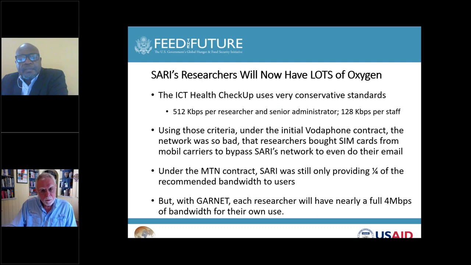Next slide, please. Again, I want to reemphasize that the ICT Health Checkup uses very conservative standards. I was only seeking to find if every researcher could get half a meg, and an eighth of a meg for junior staff members. But with Garnet, every researcher at SARI is going to have a nearly full 4 Mbps of bandwidth. And lastly, keep in mind what we showed in the earlier presentation. While that's wonderful, it pales in comparison to what their colleagues in Europe, Asia, or North America have as their standard bandwidth. Thanks.